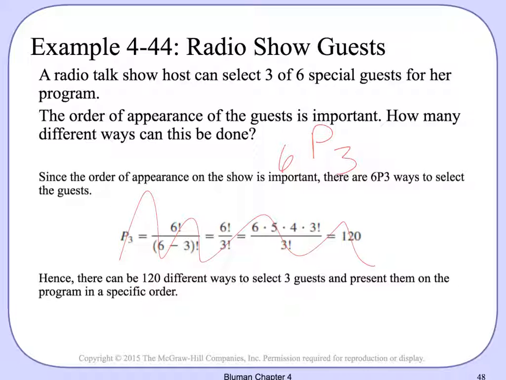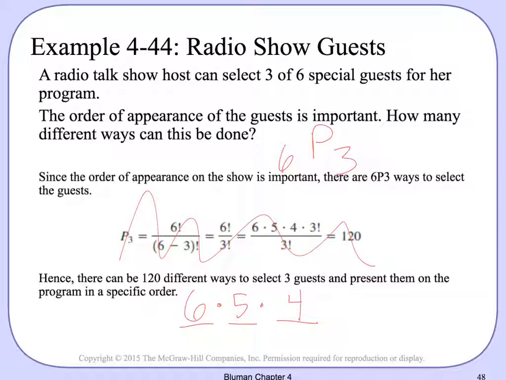Try 6p3 on your calculator. See what it gives you. Should be 120. Let's think about that written out, okay? We have 3 that we're selecting, so we put out 3 spots. She has 6 guests. To pick her first spot, how many guests does she have to choose from? 6. Once she puts that guest in that spot, she only has 5 guests left for the second spot and 4 guests left for the third spot.